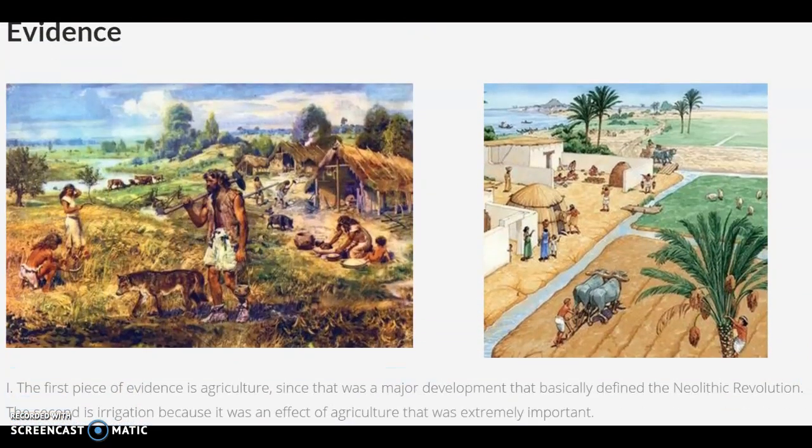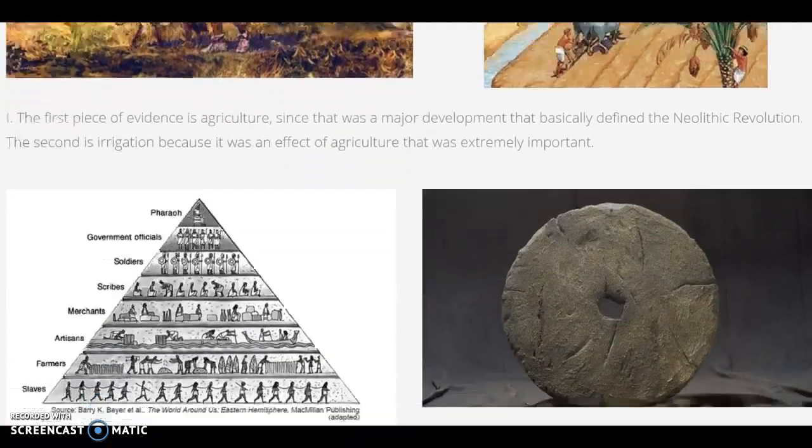For our evidence, the first picture is just of agriculture, since that was the main development of the Neolithic Revolution, and it kind of defined it. And the second is irrigation, because it was definitely an important effect of agriculture. It was developed because people needed to water their crops, but it had a bigger effect in the long run.